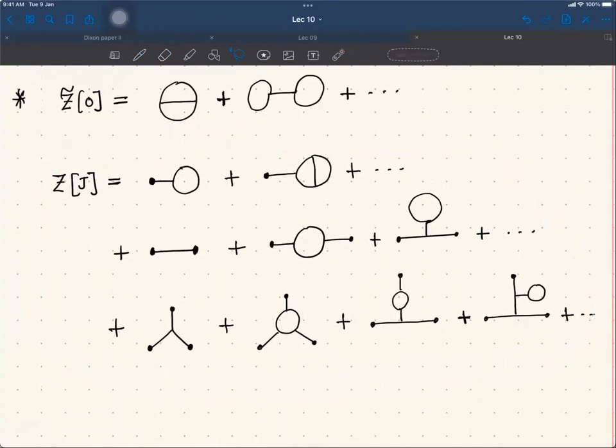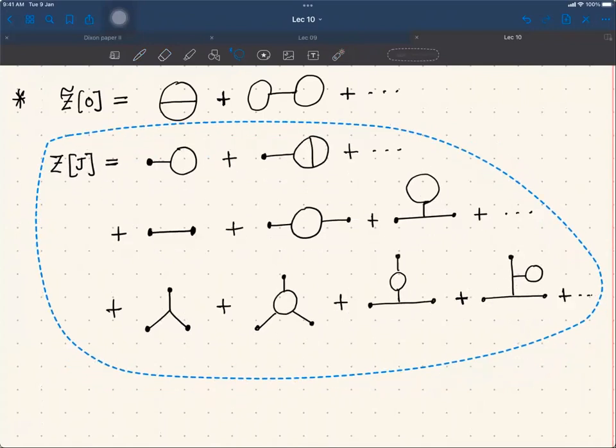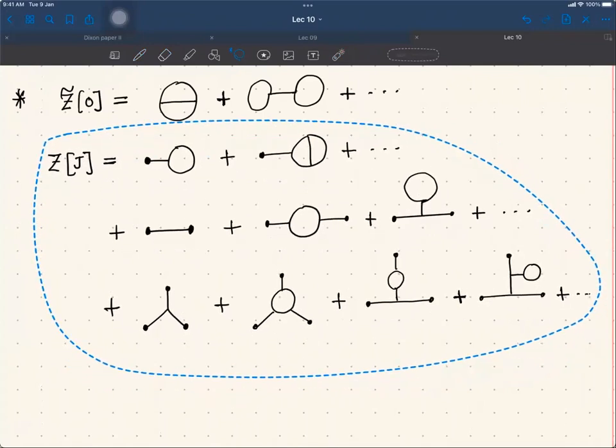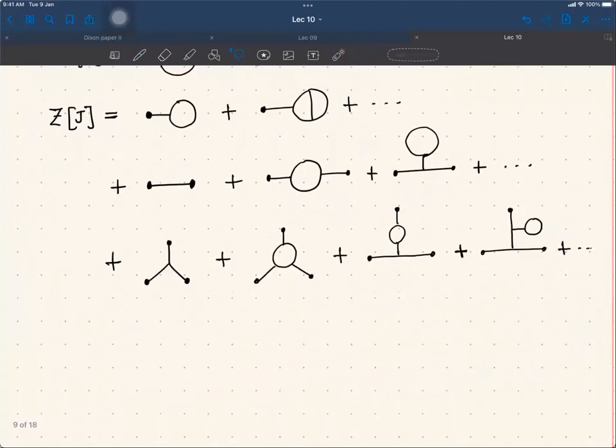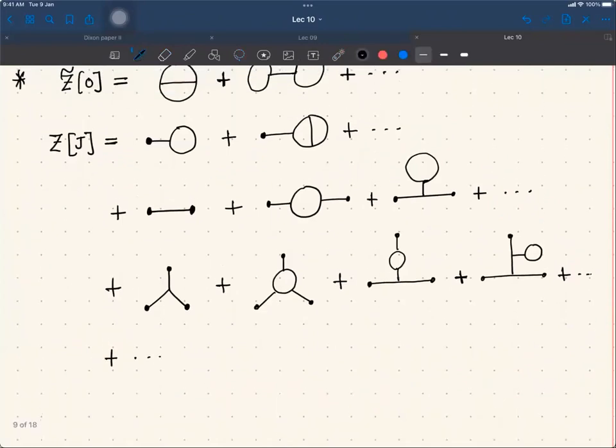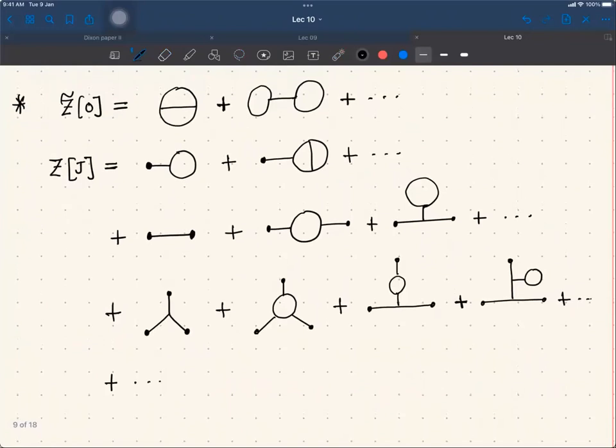So for this diagram, we already discussed the symmetry factors for the vacuum diagrams. Let me discuss. In Z[J], there will be higher powers of J terms, of course, and then let me discuss the symmetry factor here. The symmetry factor, as you remember, is related to the symmetries.